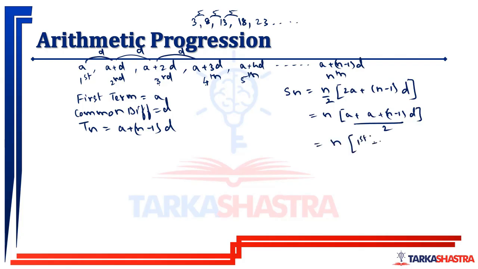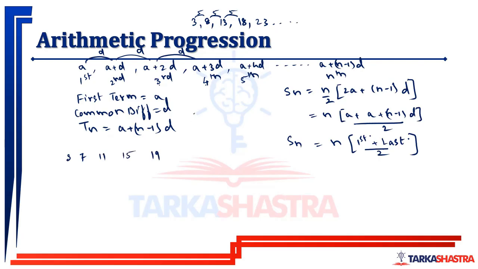n minus 1 D, and the whole divided by 2, which is n into first term, this is your nth term or last term, divided by 2. So the sum of n terms is nothing but the number of terms into the average of the first and last term. For example, let us say we have 3, 7, 11, 15, 19.